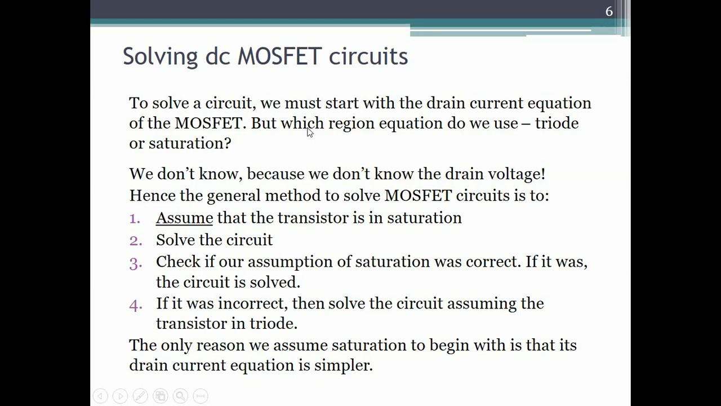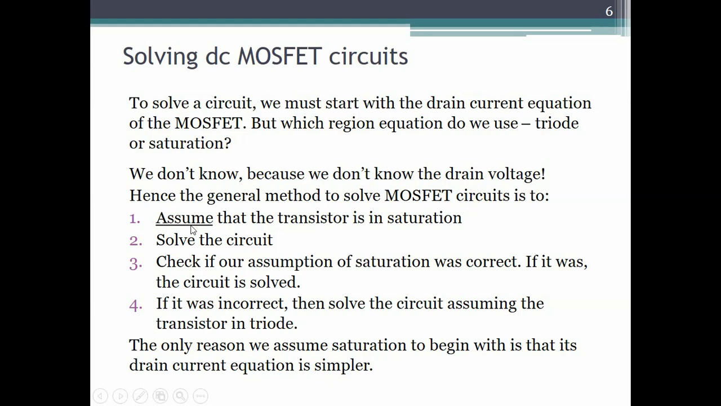Now, in order to find what region it is operating in, I need to know the drain voltage, but the drain voltage is not known unless I solve the circuit. So how do I decide which region the transistor is operating in? I don't know, actually. So here is a method that is generally used to solve MOSFET circuits.